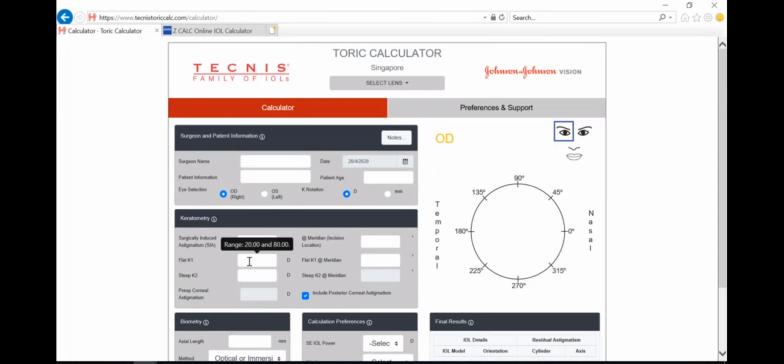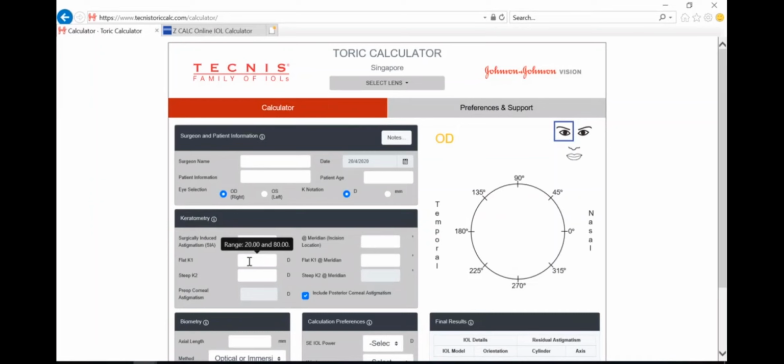Some instruments, like I said earlier on, some OCT instruments like your IOL Master 700, do have the potential to measure posterior cornea astigmatism. Some Scheimpflug imaging instruments, like Pentacam or Galilei, can include posterior cornea, or some kind of topography, like the one from Bausch and Lomb, I think it's called the Xioptics.